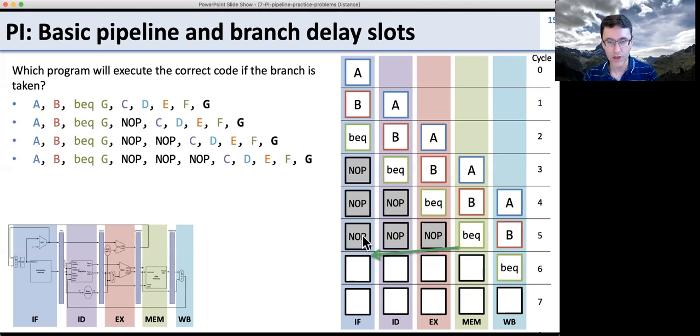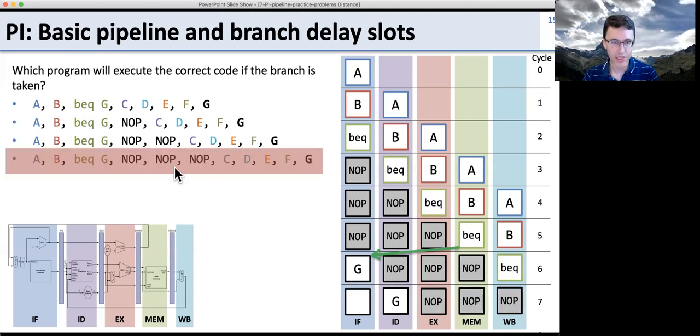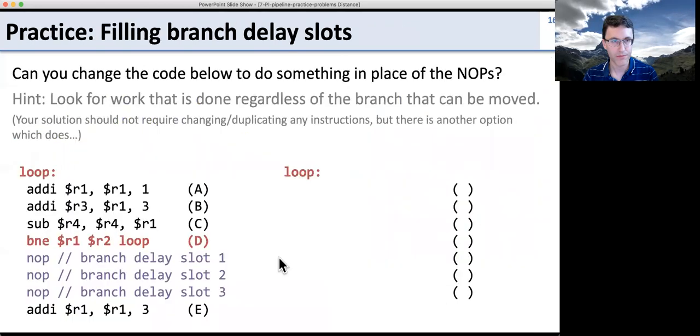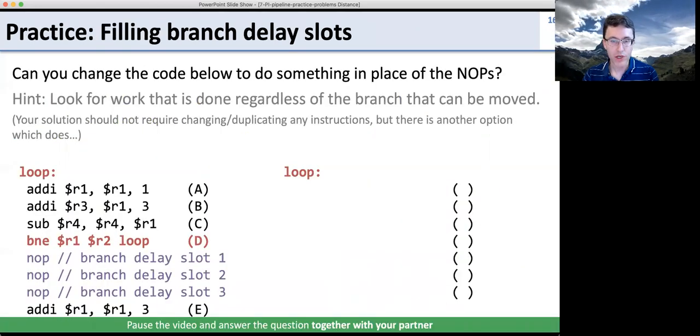Well, as we saw before, we need 3 no-ops, because when branch equals in the memory stage, the next cycle, instruction fetch, is going to fetch the right one. So if we have 3 no-ops in the middle here, then we will execute the correct branch. So the answer is the one with the 3 no-ops. Okay, so go ahead, pause the video, answer this question together with your partner.